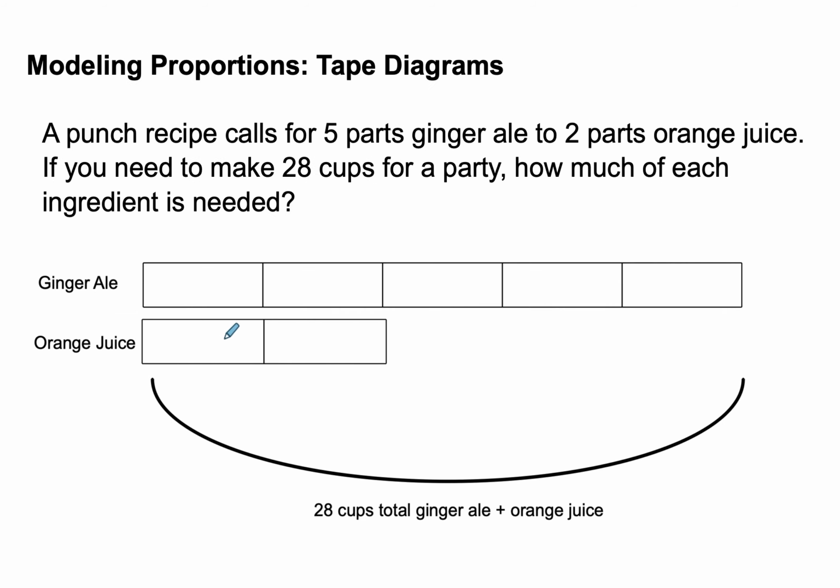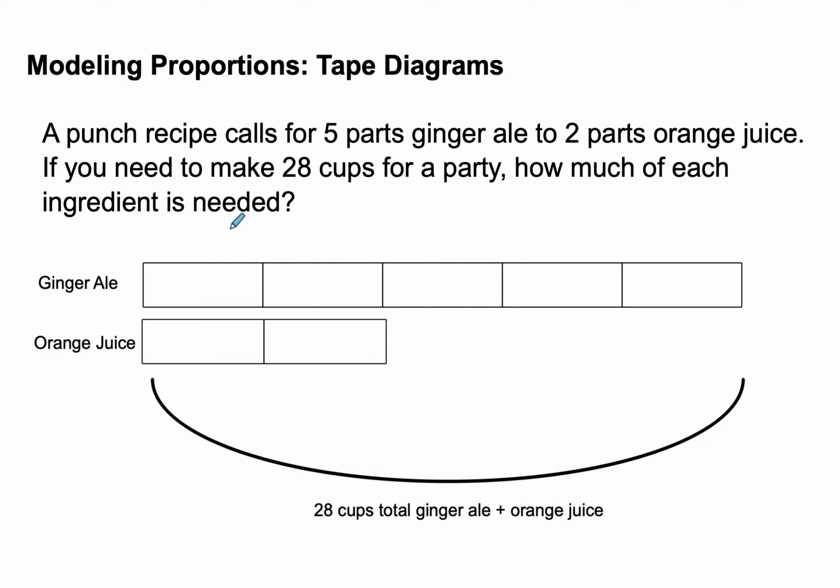All right, so tape diagrams. Tape diagrams are something else to give you a visual of a situation for a ratio or proportion type problem. So here's our tape diagram. The problem is a punch recipe calls for 5 parts ginger ale to 2 parts orange juice. If you need to make 28 cups for the party, how much of each ingredient is needed?